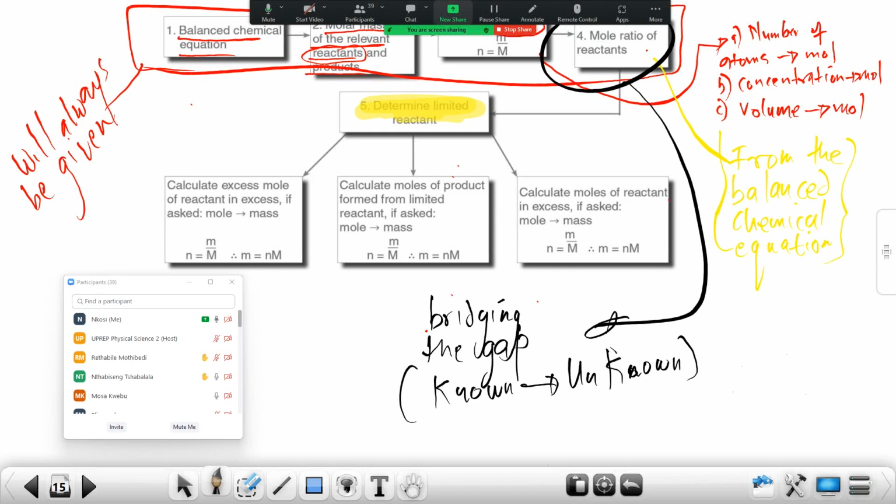Ntabiseng Chabalala. So I was asking, under the fourth step where we use the mole ratio of reactants, are we going to leave them in the formula unit of mole, or are we going to change the reactant into the empirical formula? You must work with moles. Remember, the information you have from step 3 is based on the moles. So you only work with the moles. Okay, thank you very much, sir.